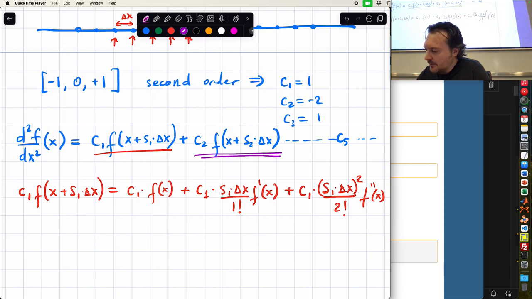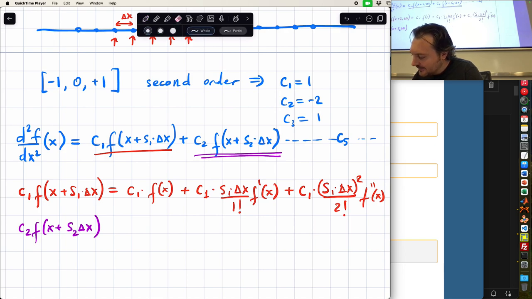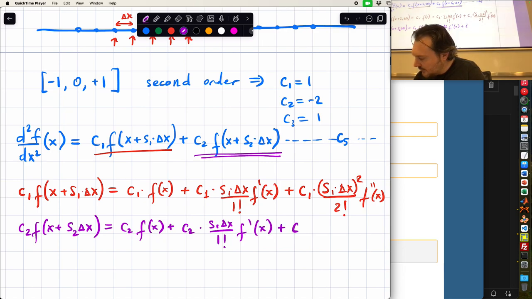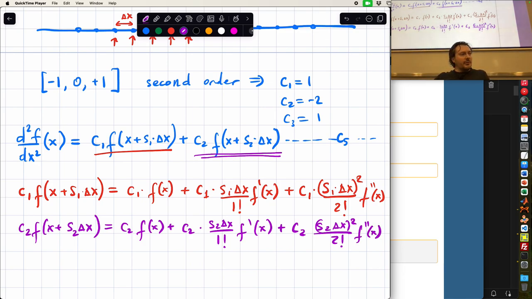Same with this one, right? c1 times f at x plus s1 delta x. No, I wrote the same thing. Just correct me if I do something wrong. For example, did I do something wrong here? No, right? It should be s2. And this should be c2 s2 delta x squared over 2 factorial f double prime x. And it goes on like that, right?